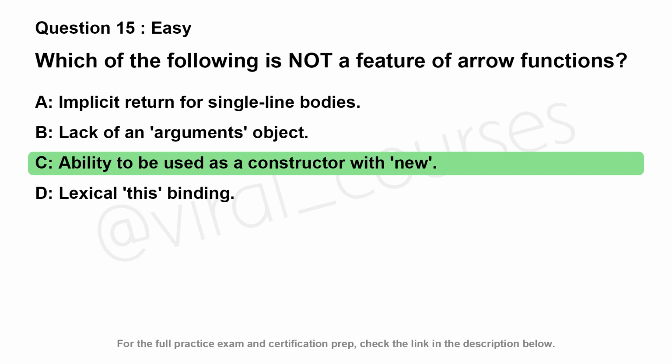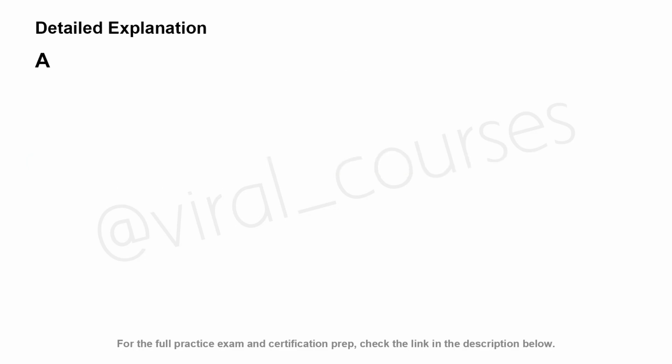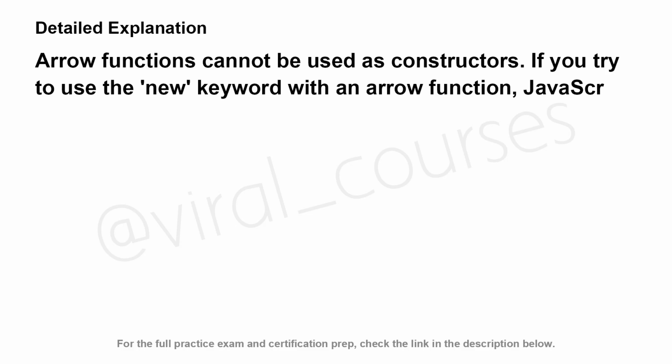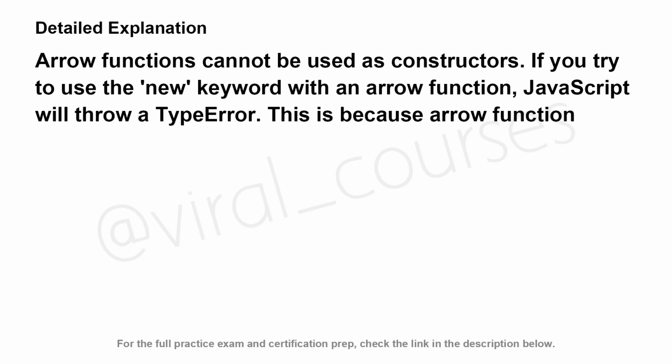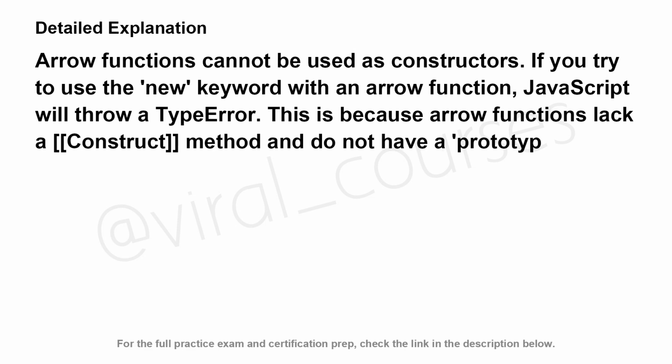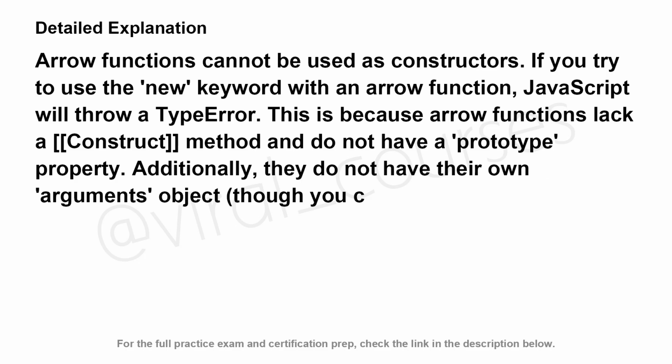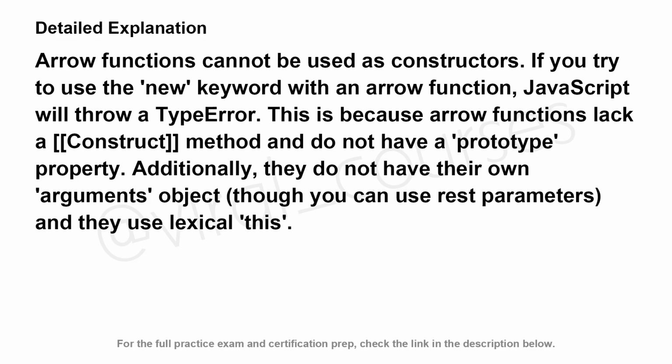The correct answer is C. Arrow functions cannot be used as constructors. If you try to use the new keyword with an arrow function, JavaScript will throw a type error. This is because arrow functions lack a construct method and do not have a prototype property. Additionally, they do not have their own arguments object, though you can use REST parameters. And they use lexical this.